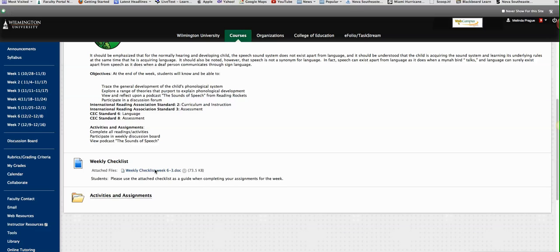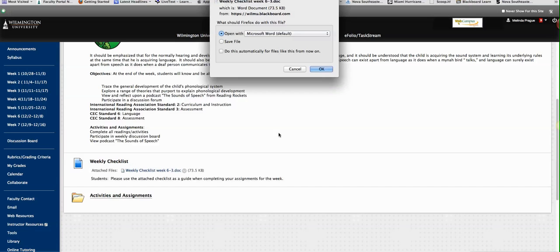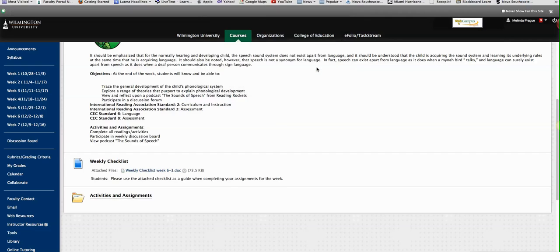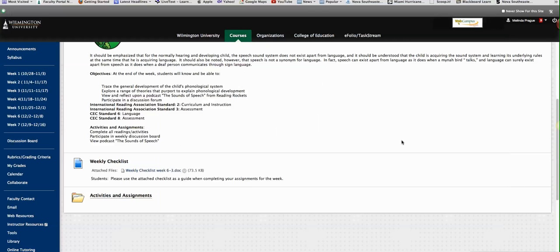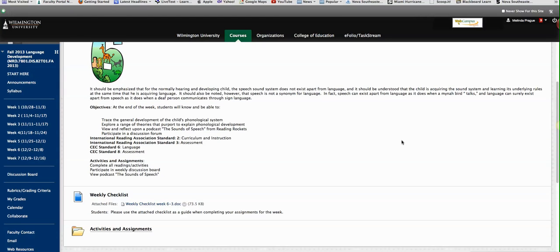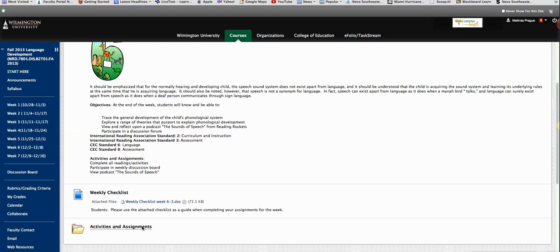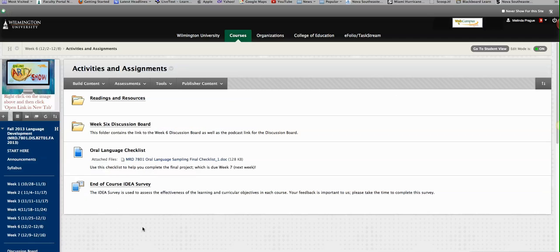So we do have a checklist for this week. Let's take a look at it. And that is to read and learn about becoming bilingual, to continue reading in that area, to do the discussion board, watch the short video, and know that our assignment is due next week. So let's click on the activities and assignment area. And we do have some reading and resources.